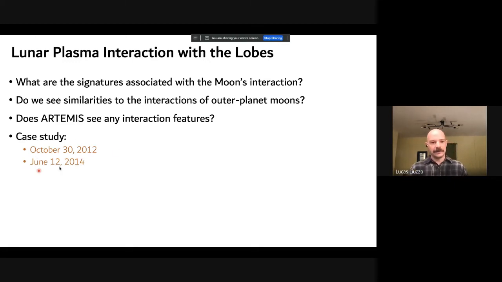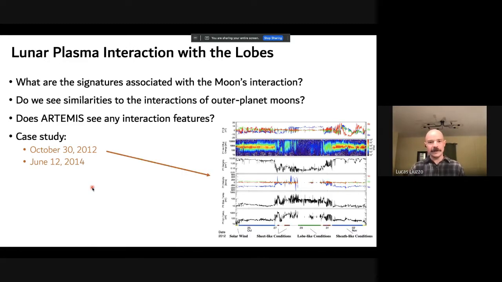To do this, we're looking at these two events, one in October 2012, and the second in June 2014. That October date may sound familiar to people who've been paying close attention, because this date is the same one that I've shown earlier. We're just going to focus on this region here where the moon was located in the magnetotail lobes to understand that lunar interaction with the lobes.